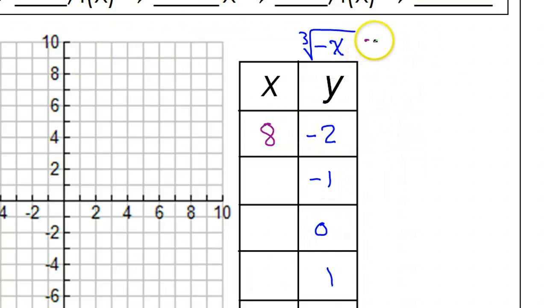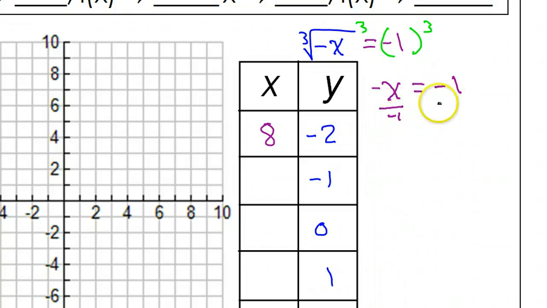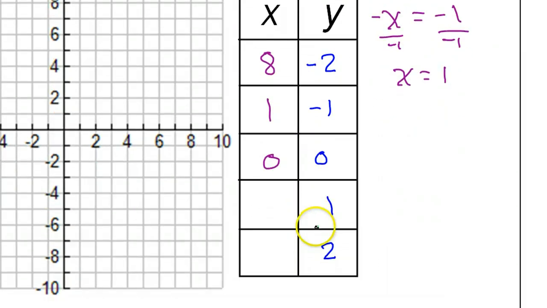If I want a y value of -1, I can set this equal to -1. So I would need to now cube both sides. So that would give me -x is equal to -1. Dividing both sides by -1 gives me x equals +1. Now, of course, the only way to get 0 is with 0, and the rest of these are going to be the opposite of what we had up there. So since this is 1, we'll have -1. Since this is 8, we'll have -8.